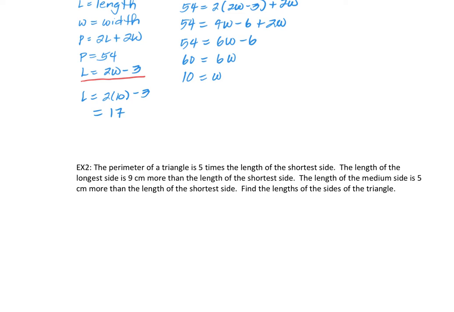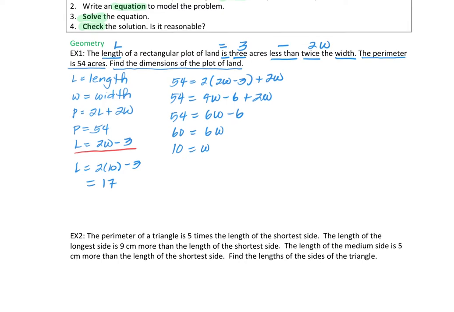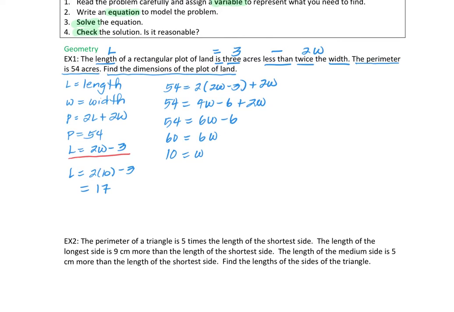If I had gotten 0 or a negative number, that would not have been a reasonable solution. So when I check my solution, it seems like a width of 10 acres and a length of 17 acres is reasonable. But I can also plug that back into my perimeter formula to check to see if 2 times the length, so 2 times 17 plus 2 times the width of 10, is equal to 54. So I'll have 34 plus 20, which is 54, and this checks out. So that's a good solution.